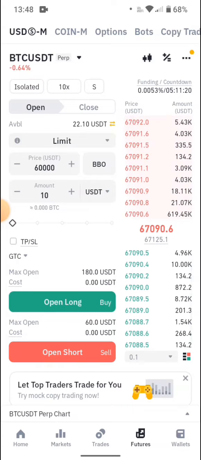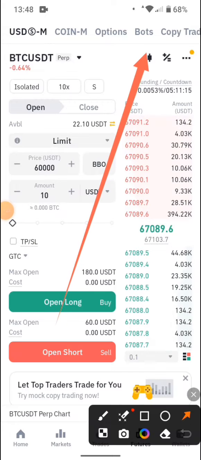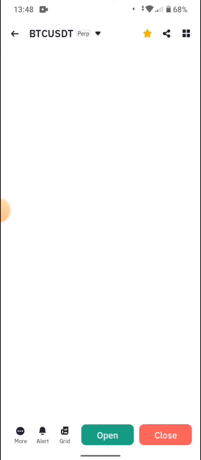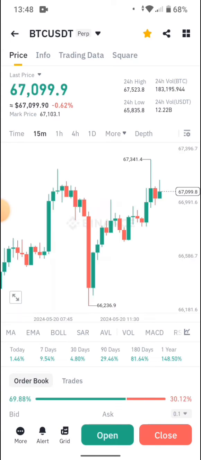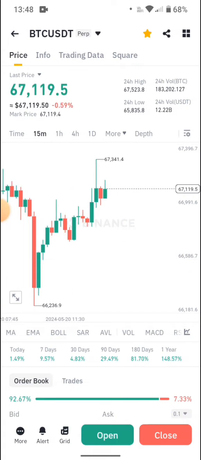All right, so now let's come to the chart. I need to show you, you need to know how to analyze. You see where the arrow is pointing? This is the chart area to see the performance of your assets, in this case, Bitcoin. So this is the chart of Bitcoin currently. You can basically look to know whether you want to buy or you want to sell.